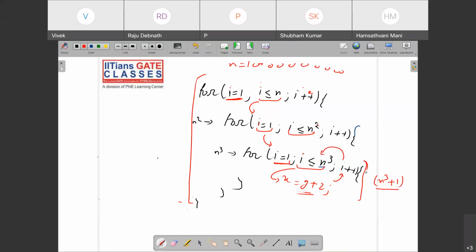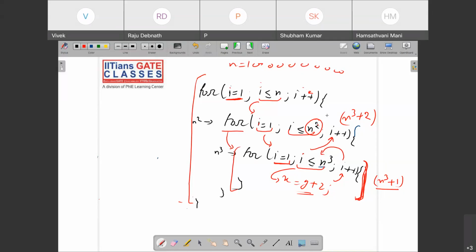Once this loop ends, what is the value of I? N cube plus 1. Now remember the previous flow where I explained the single for loop. What will happen after this? Once this loop ends, it will go and increase the value of I. The value of I will increase to n cube plus 2 here, which is greater than n square. So it cannot go back here. It cannot enter this for loop.